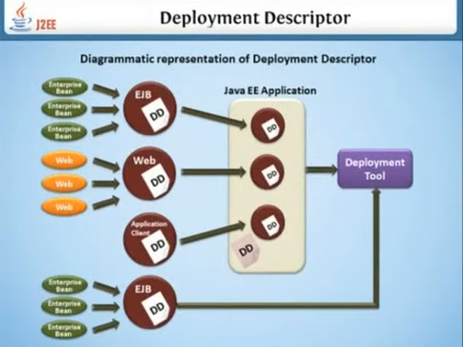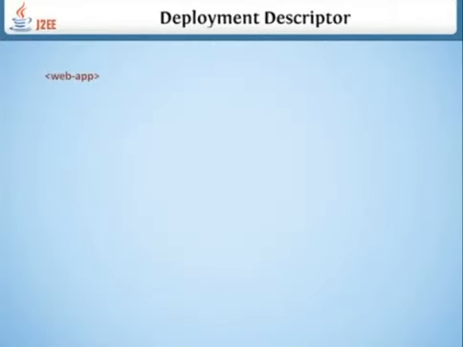See the diagrammatic representation of the deployment descriptor. Whether you have an EJB, a web application, an application client, or a Java EE application, deployment tools are available. This is a diagrammatic representation.